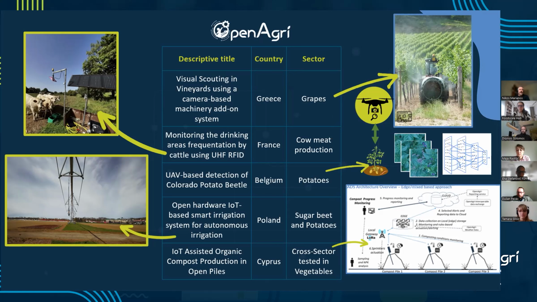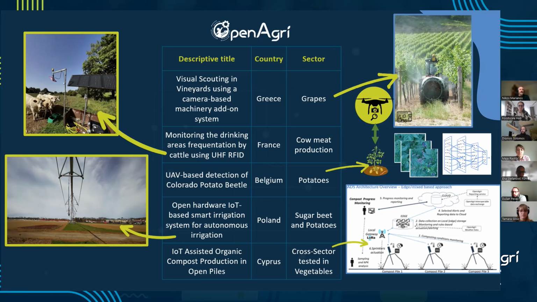It focuses actually on tracking possible problems with a disease, an emerging disease in the cows. So it's focused on livestock welfare. The third pilot in Belgium focuses on potatoes and on UAV-based detection of Colorado potato beetle.